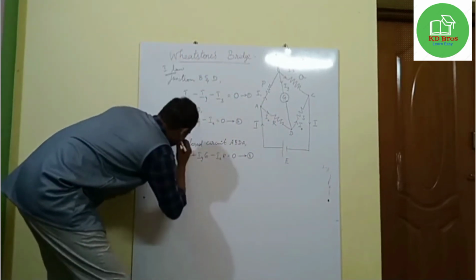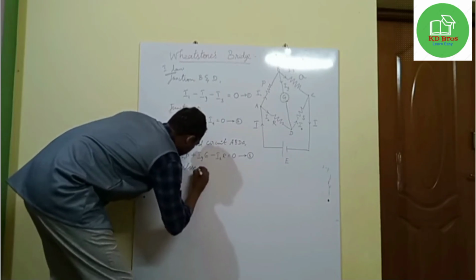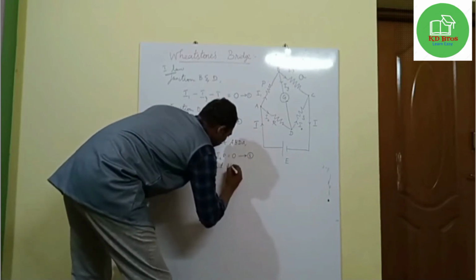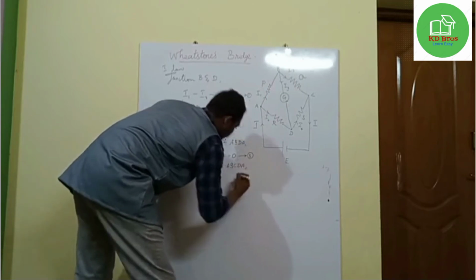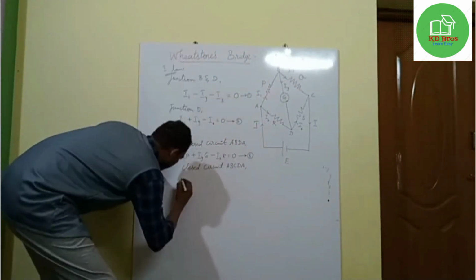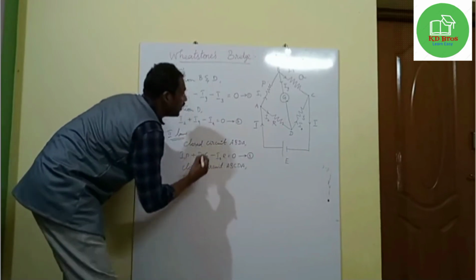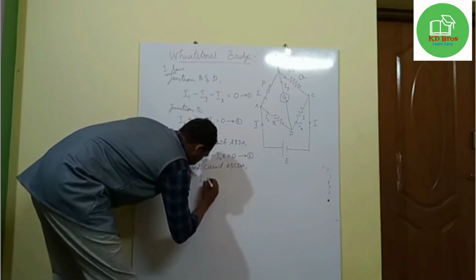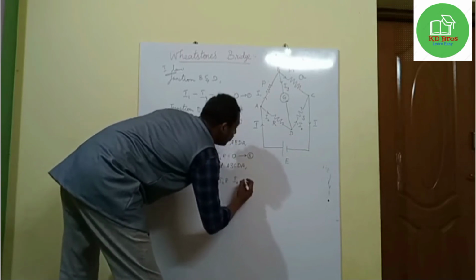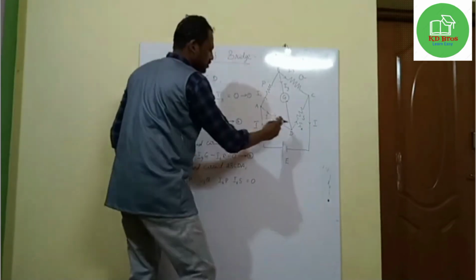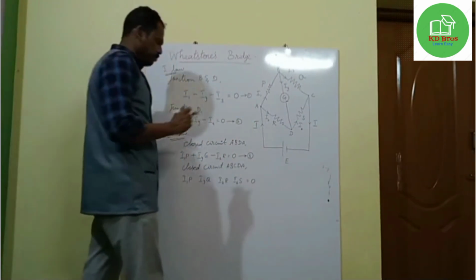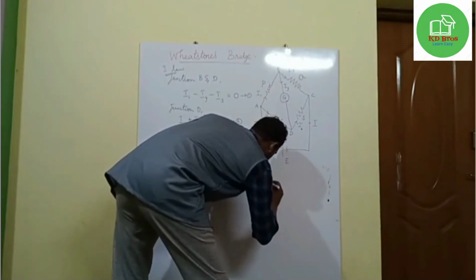Next, the same second law we apply in the closed circuit A, B, C, D, A. When you apply Kirchhoff's second law, you will get I1 P, then I3 Q, then I2 R, then I4 S, which is equal to 0, because within this closed circuit there is no battery involved, so the algebraic sum of the EMF becomes 0 once again. This is equation number 4.